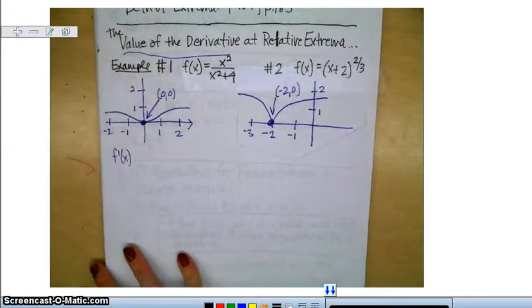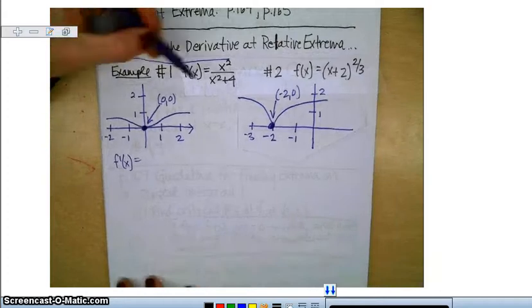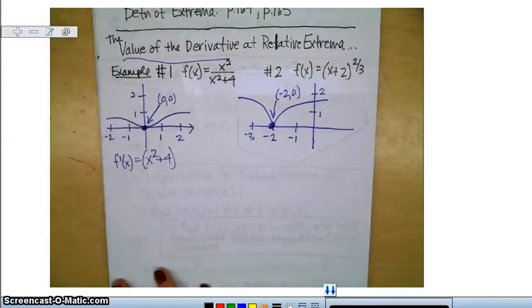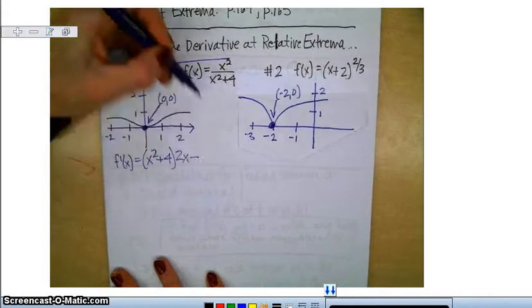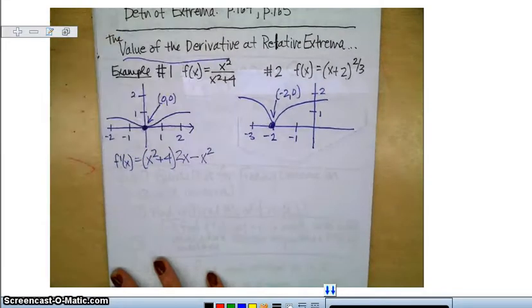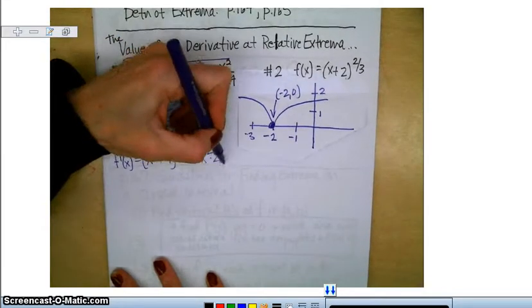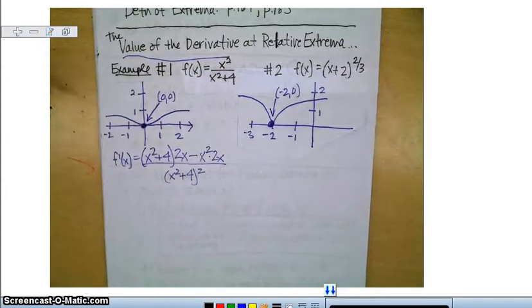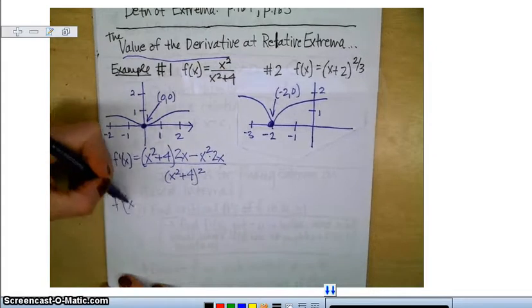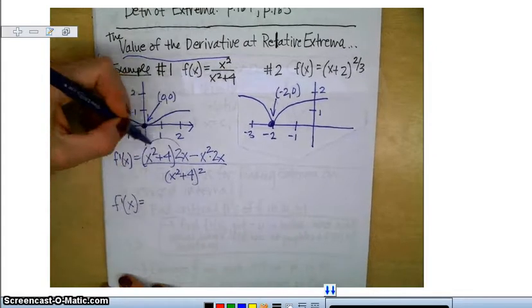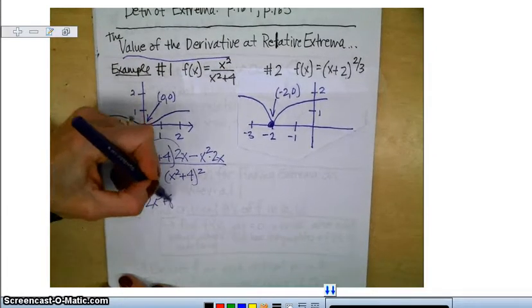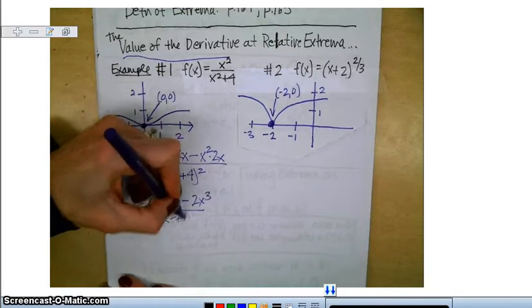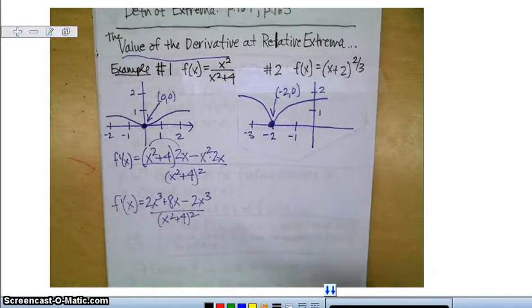I'm just going to use the quotient rule. The quotient rule gives me: take the bottom, x squared plus 4, times the derivative of the top, 2x, minus the top, x squared, times the derivative of the bottom, 2x, all over the bottom squared. And I'm just going to simplify that a little bit. So f prime of x is, let's see, distribute the 2x, I get 2x cubed plus 8x minus 2x cubed, again all over (x squared plus 4) quantity squared. And so there's my first derivative.